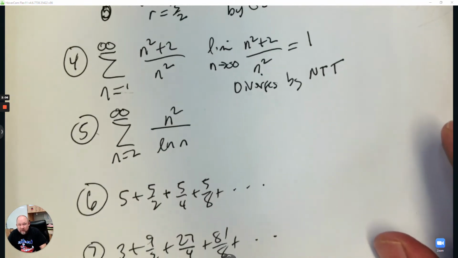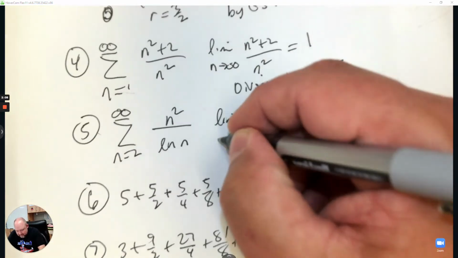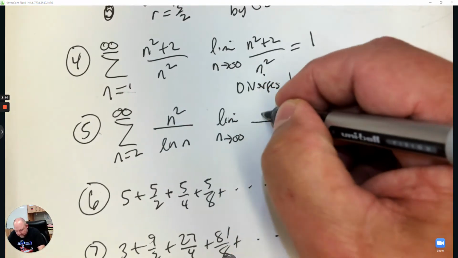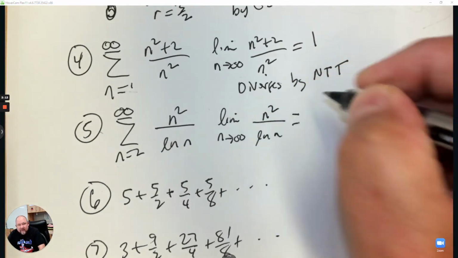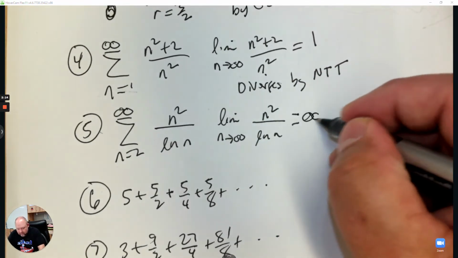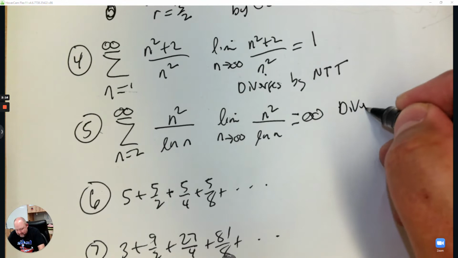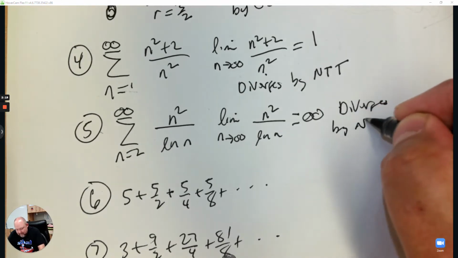Number 5, you can do the same test. The limit as n approaches infinity of n squared over ln n. Whenever the top is more powerful, of course, it's going to go to infinity. So this definitely diverges by the nth term test.